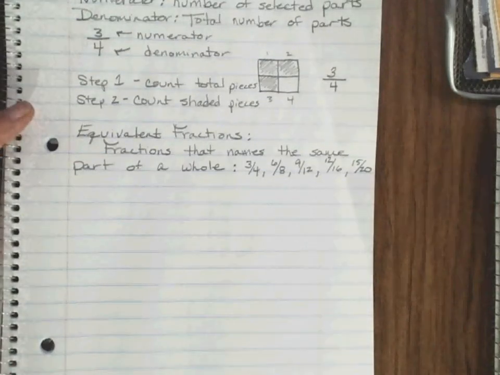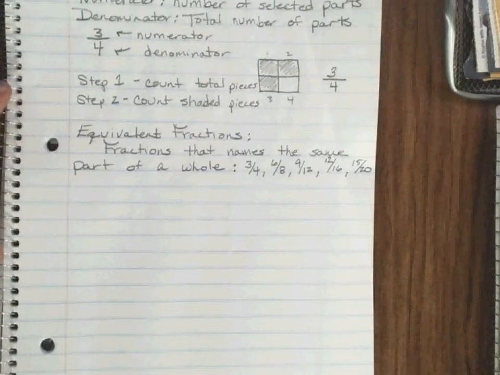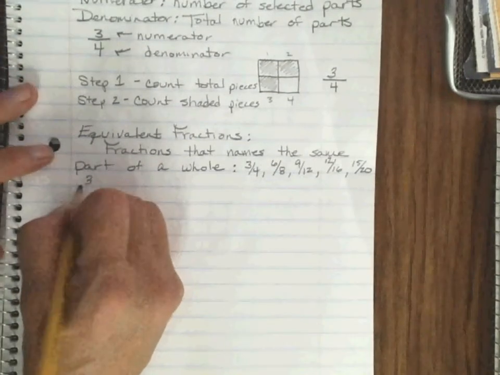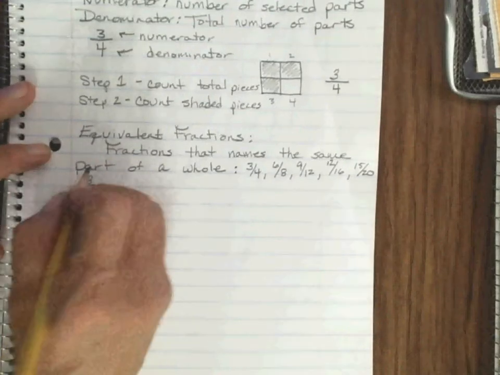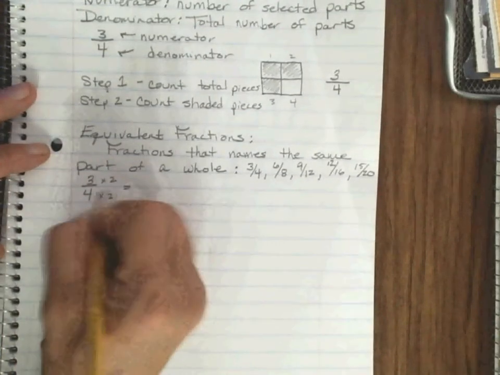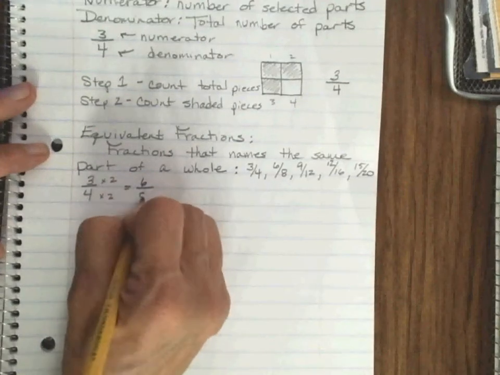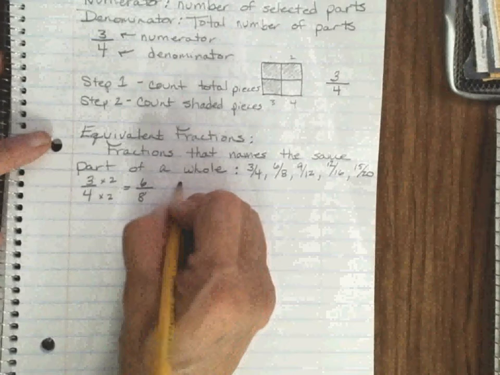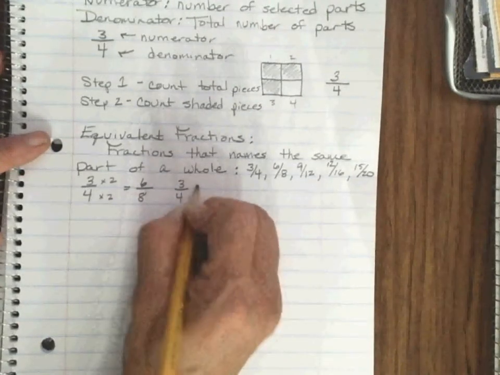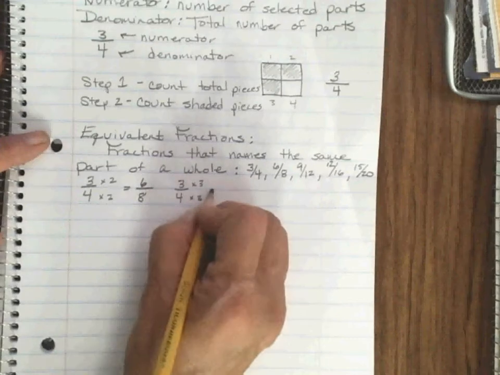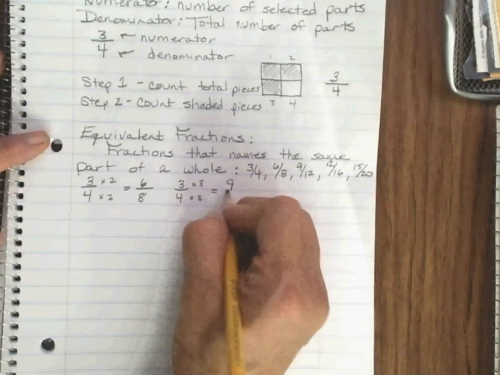So, how did I determine that? Well, what I did is I multiplied the top and the bottom by the same number. So, for example, 3/4 times 2 times 2 equals 6/8. 3/4 times 3 on the numerator and times 3 on the denominator is 9/12.